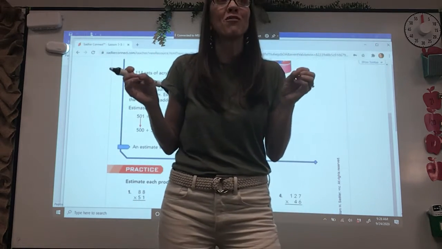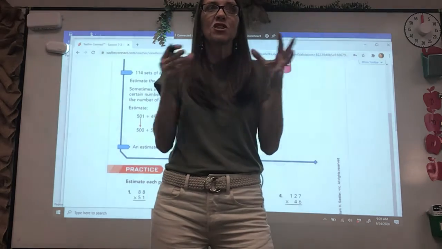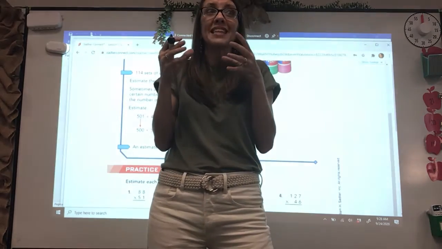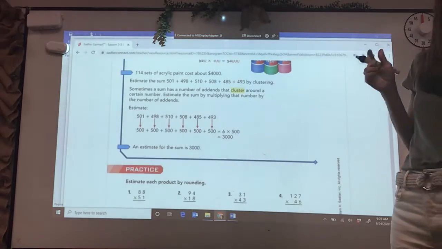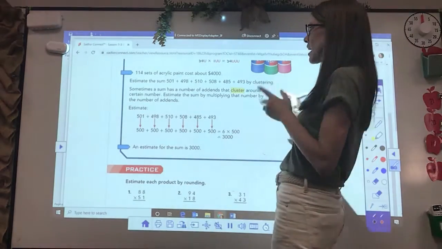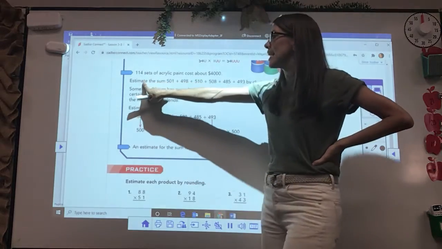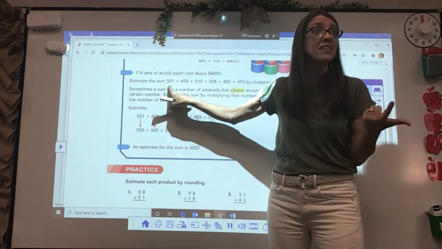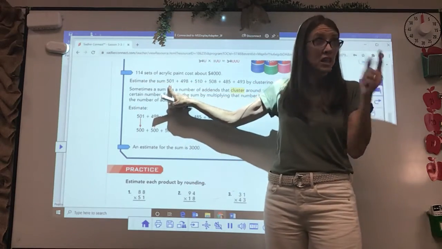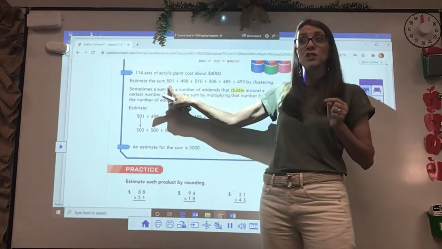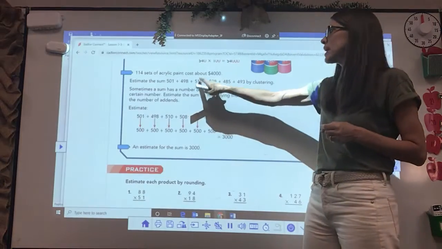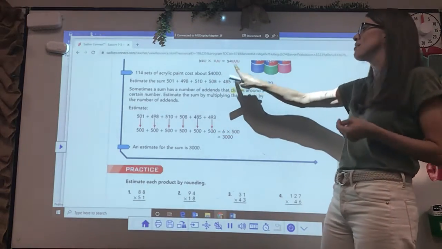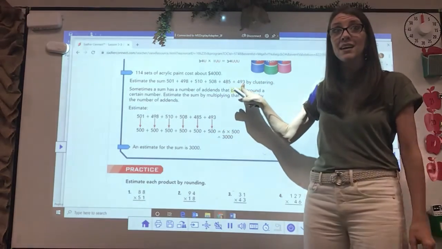We are going to round by clustering. So we're obviously going to group something together, right? So watch this. This is one of those math things that I kind of like because I think it's pretty easy and kind of fun. It wants you to estimate. Look at all these sums. Think of all the computation and all the numbers you'd have to be punching into your phone. 501 plus 498 plus 510 plus 508 plus 485 plus 493.